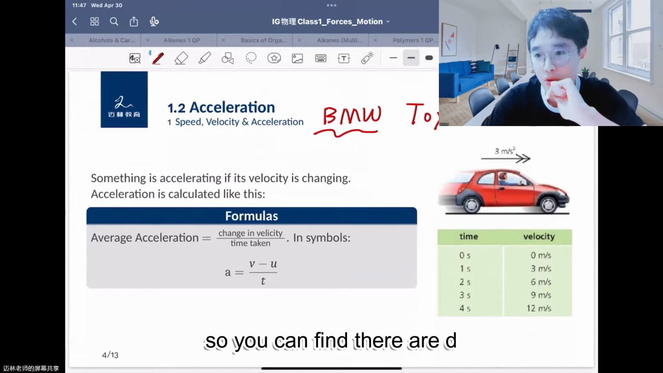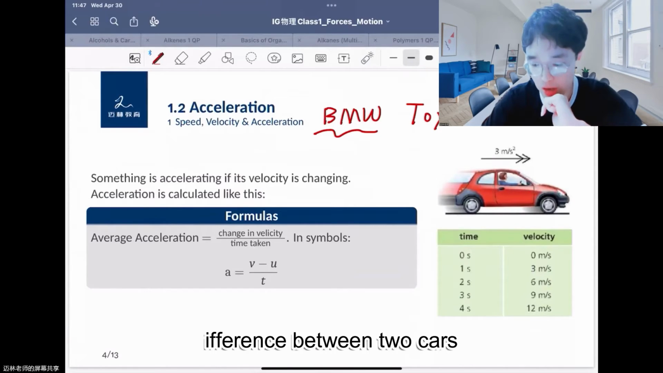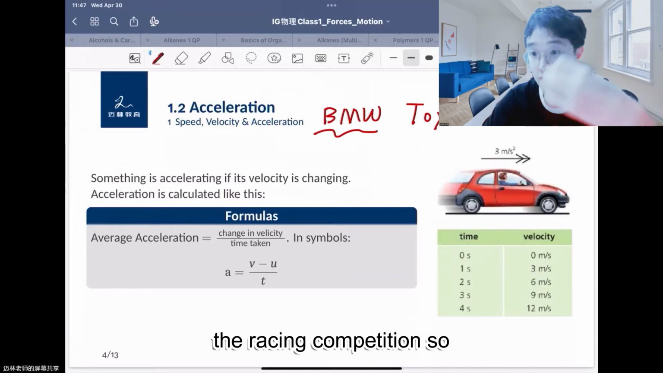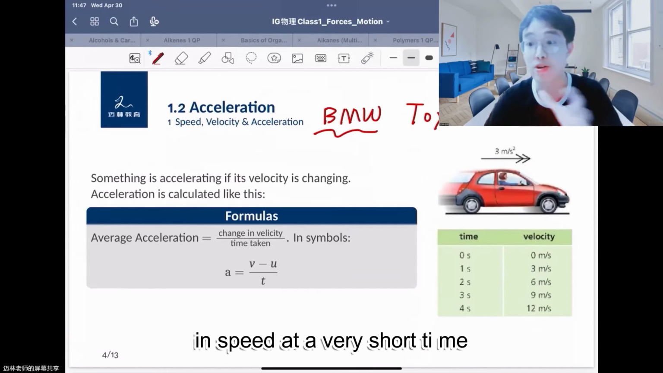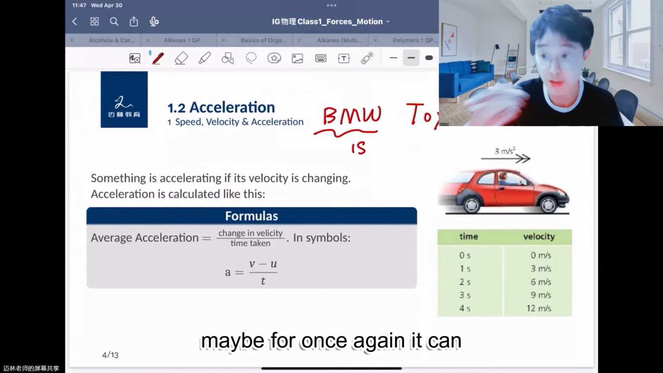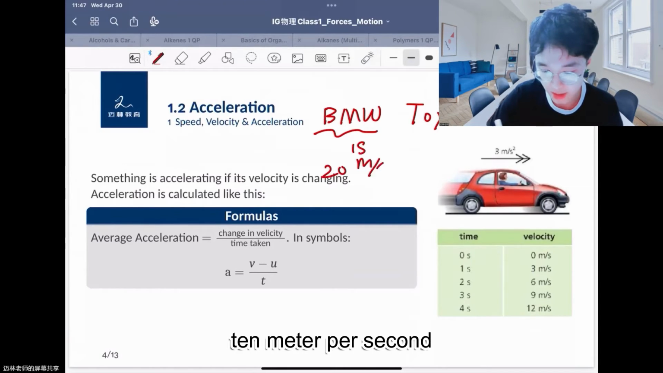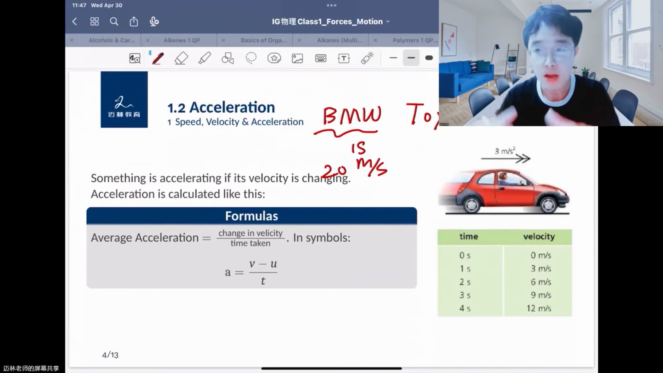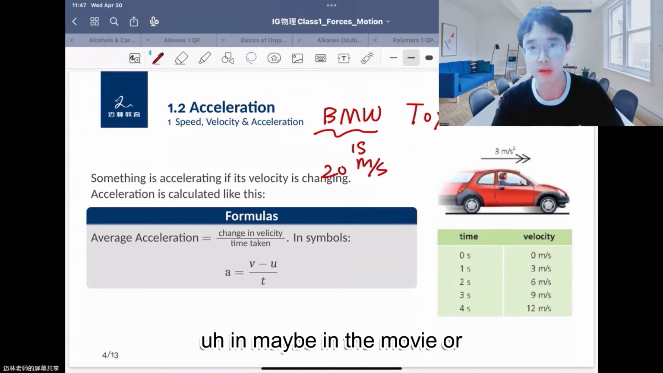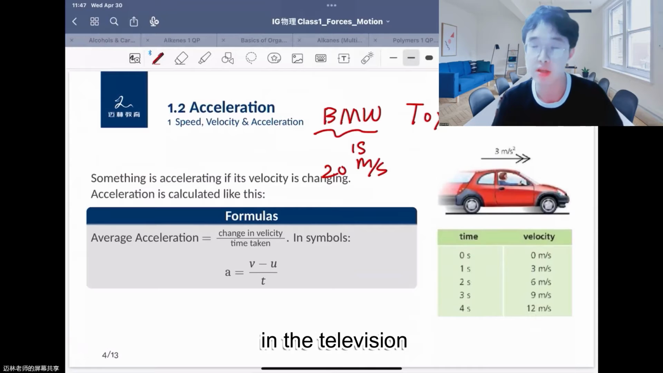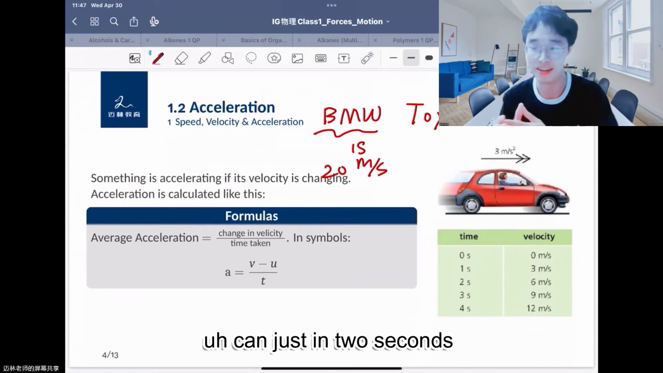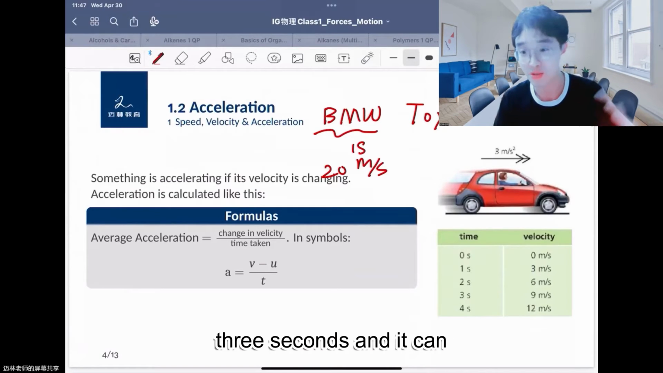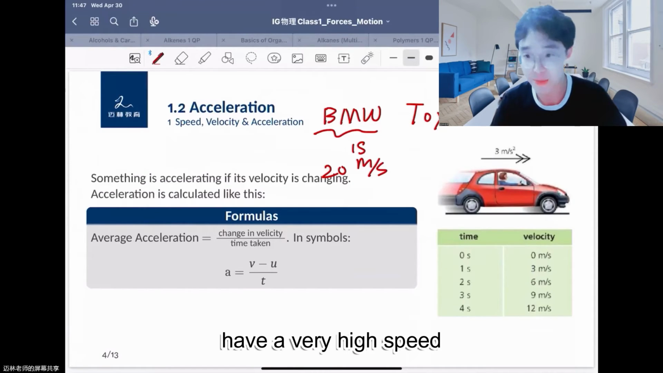Okay, so you can find there are differences between two cars. The first car maybe is for racing competition, so it can just increase in speed in a very short time. Maybe in 1 second, it can increase the speed by 20 meters per second. As you can see, in some racing in the movie or on television, there's a sound of boom boom like this. It can, in just 2 seconds, 3 seconds, have a very high speed.